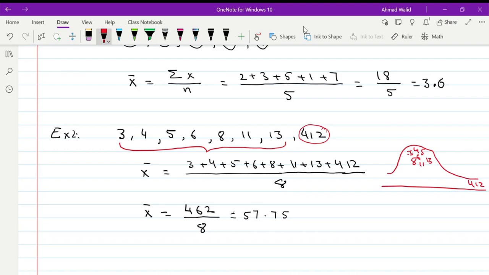A real example in real life is, if I want to compare the salaries of most of the people in the United States with someone like maybe Bill Gates.